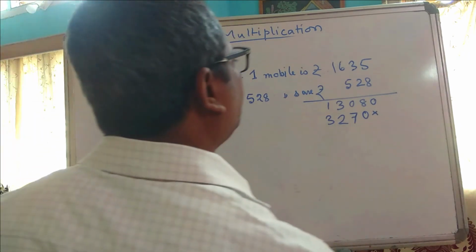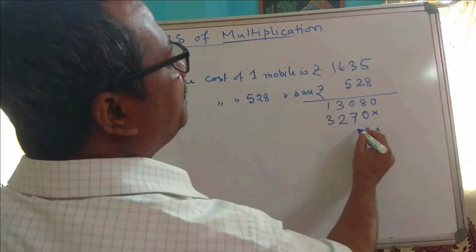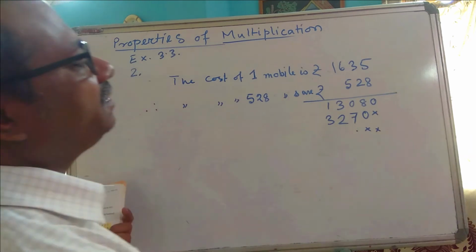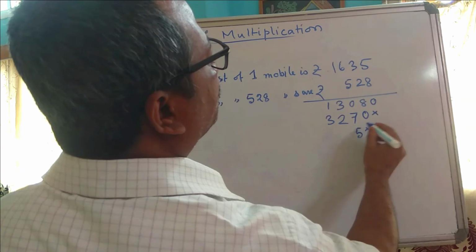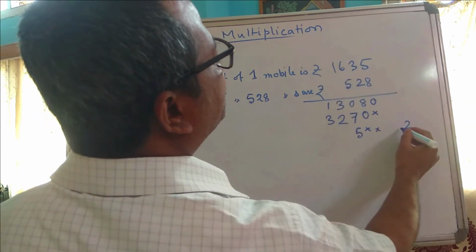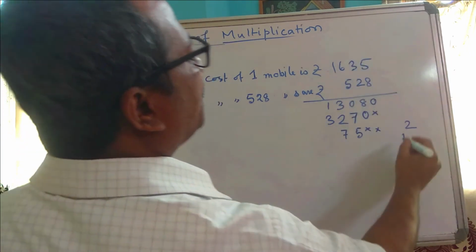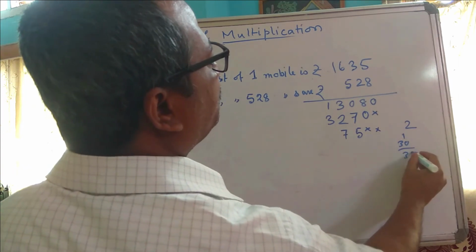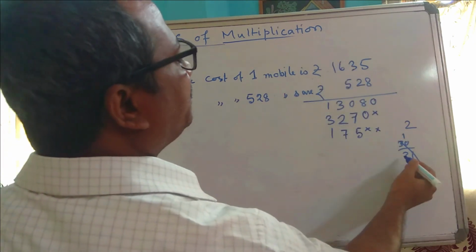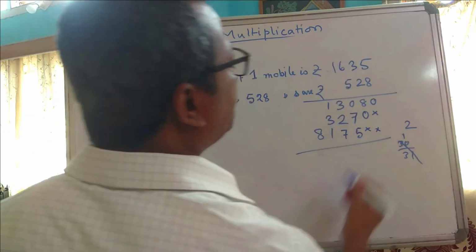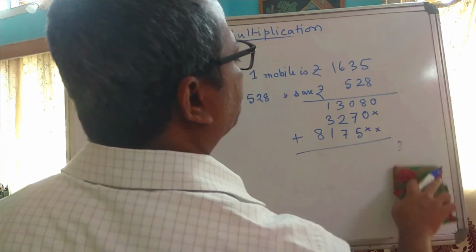Now see, 5 is in the 100 place, so the 1 place and 10 place will be left blank, and from the 100 place we will put the product. 5 times 5 is 25, 2 left, 5 times 3 is 15, 16, 17, 7 and 1 left, 5 times 6 is 30, 30 and 1, 31, we will put 1, 3 will remain, 5 times 1 is 5 and 3, 8. So, now we have to add to find out the total cost of the mobile phones.